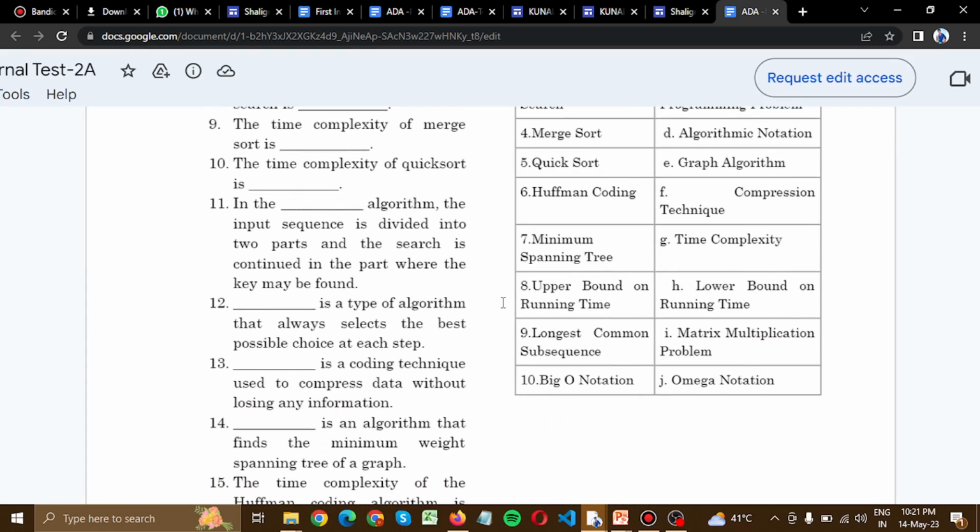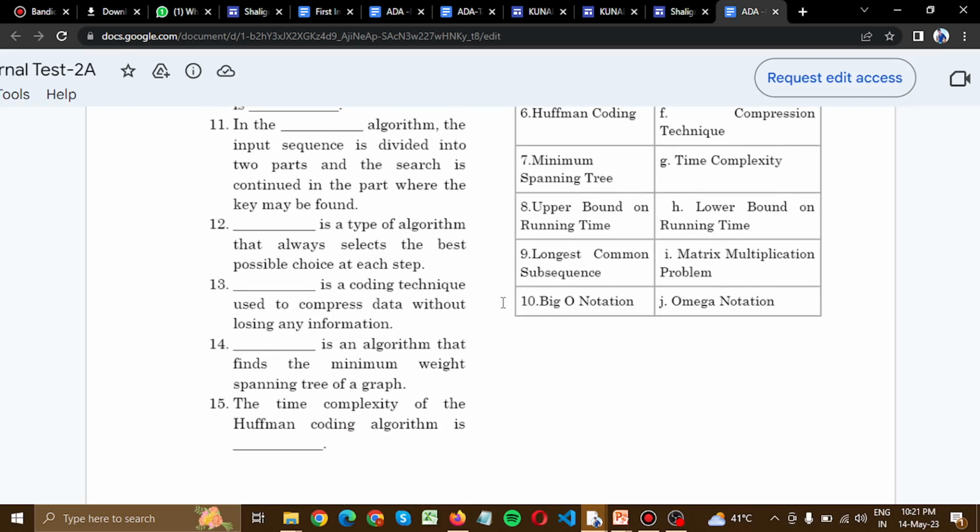Now 11th. In the dash algorithm, the input sequence is divided into two parts and the search is continued in the part where the key may be found. The answer will be binary search. In the binary search algorithm, the input sequence is divided into two parts and the search is continued in the part where the key may be found. Now next, this is a type of algorithm that always selects the best possible choice at each step. The answer is greedy algorithm. Greedy algorithm is a type of algorithm that always selects the best possible choice at each step.